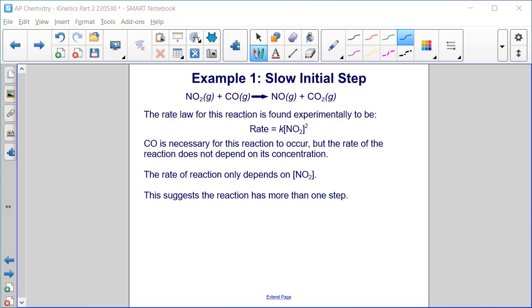Example 1, slow initial step. So here's the overall reaction. NO2 gas plus CO produces NO gas plus CO2. The rate law for this reaction is found experimentally to be rate equals k times the concentration of NO2 squared. CO is necessary for this reaction to occur, but the rate of the reaction does not depend on its concentration. The rate of the reaction only depends on NO2. This suggests the reaction has more than one step.